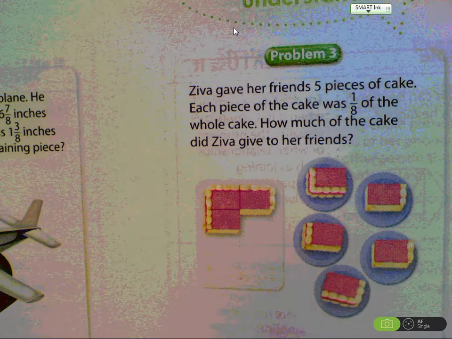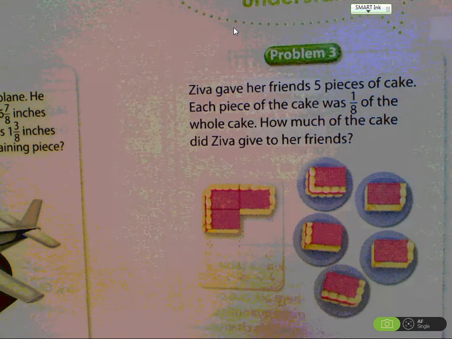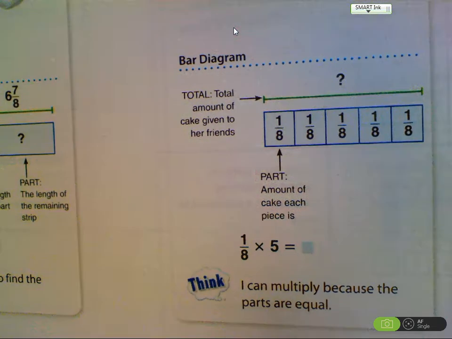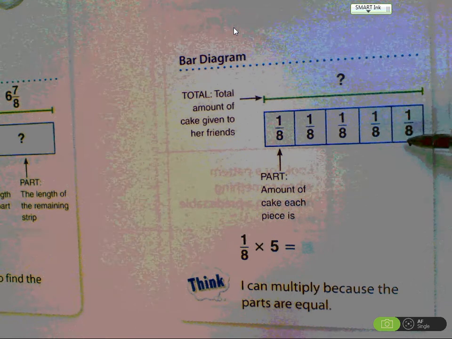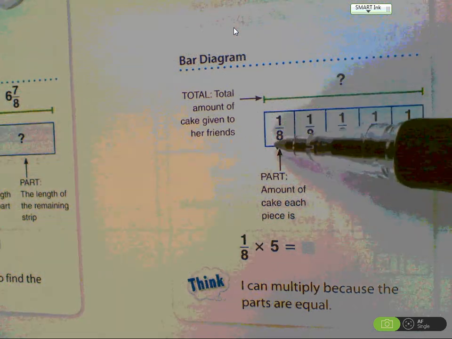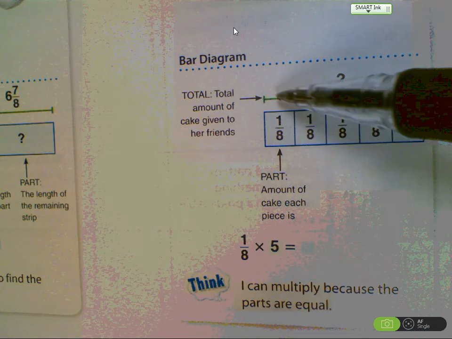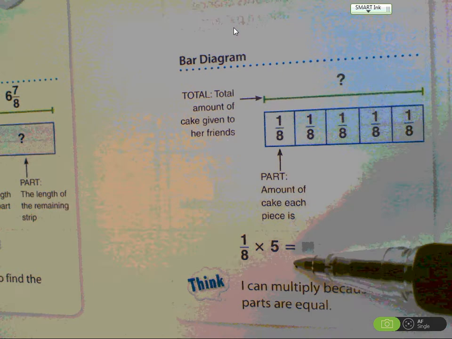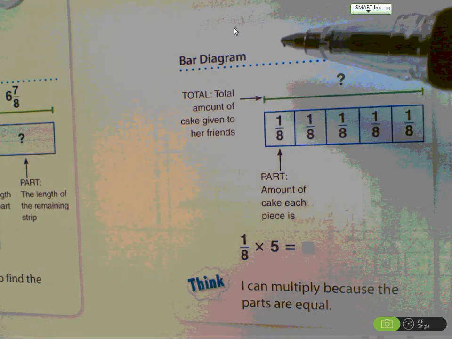Ziva gave her friends 5 pieces of cake. Each piece of the cake was 1/8 of the whole cake. How much of the cake did she give to her friends? Okay, so we know she gave out 5 pieces, 1 2 3 4 5. We know each piece was 1/8 of the cake, right? So what we don't know is how much of the cake she gave to her friends. So I could do repeated addition, or I could multiply, because all the parts are equal.